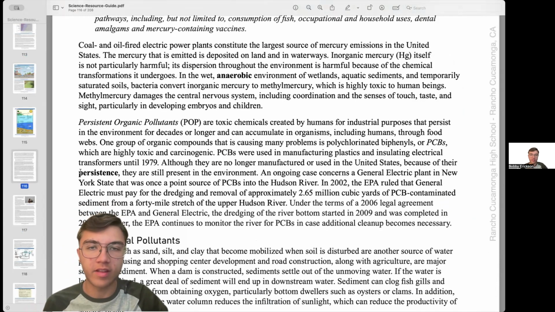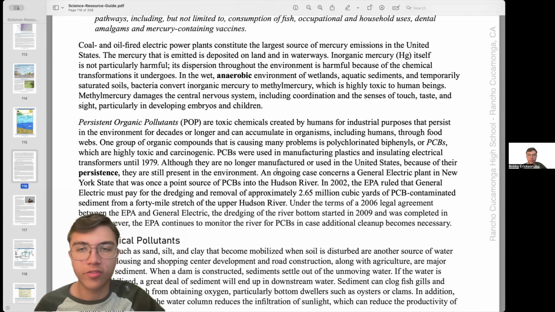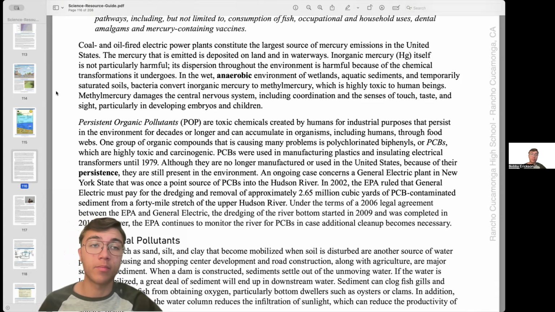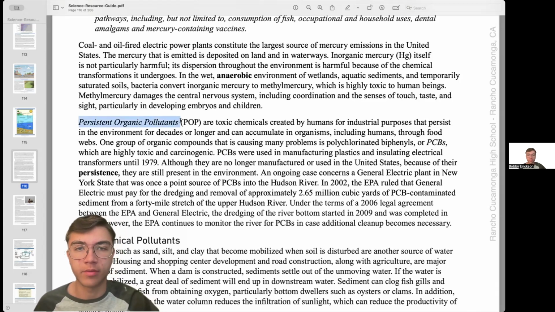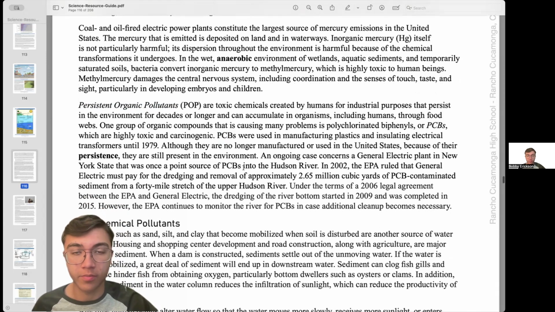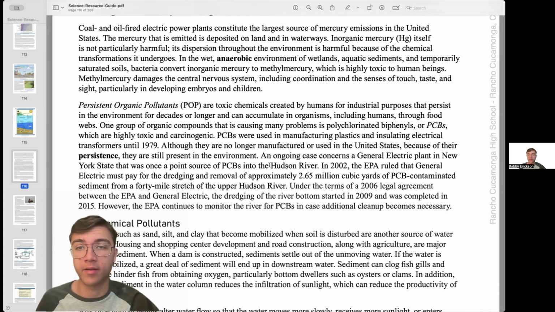Because of their persistence, even though PCBs aren't actually manufactured anymore in the United States, they are still persistent in the environment. They stay there, persistent organic pollutants. So they're still present in the environment because they were at one point used, and now they just stay in the environment because they stay there.